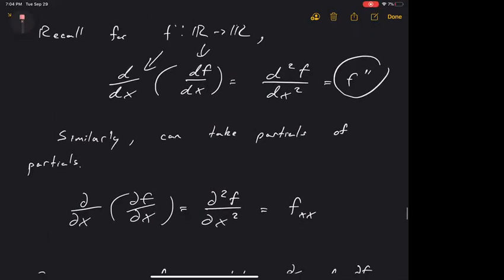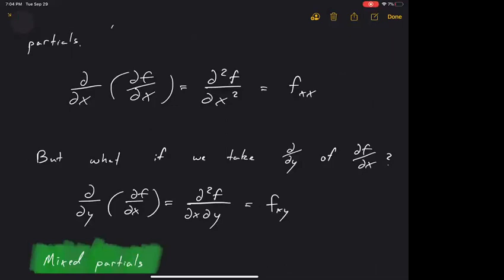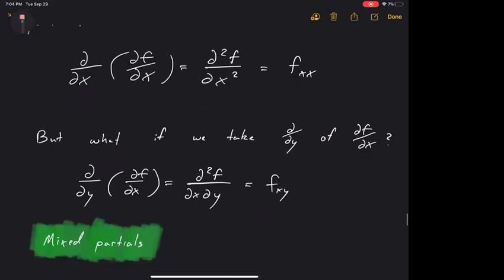Now, the interesting thing about this multivariable stuff is, in the single variable case, when I take the second derivative, there's only one choice for what I'm differentiating in terms of. If I have a function of t and I take the second derivative, there's no choice but to differentiate with respect to t both times. Now, for multivariable, that's not the case.